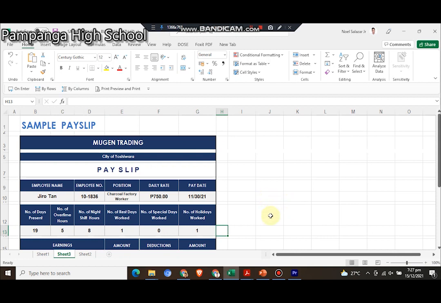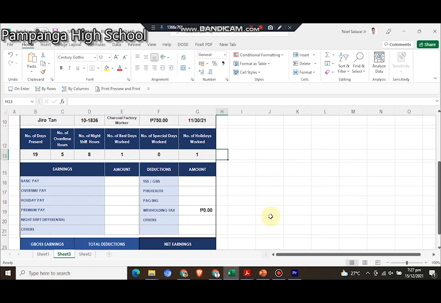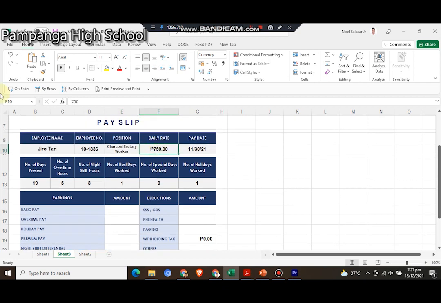Now, to compute for the basic pay, we will multiply the number of present days by his daily rate. Check if the formula shows the correct cell. In our case, cell F10 is the daily rate and cell B13 is the number of the present days. The formula should be equal sign F10 times B13 and then click enter. For the basic pay, we have 14,250 pesos.